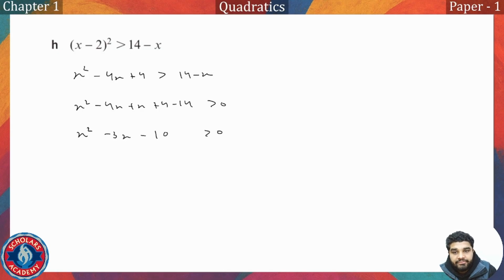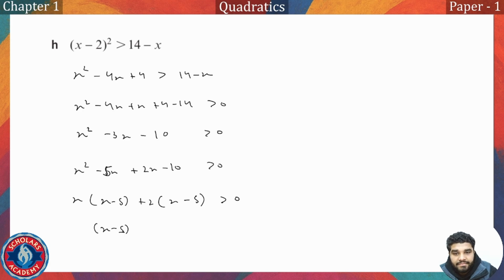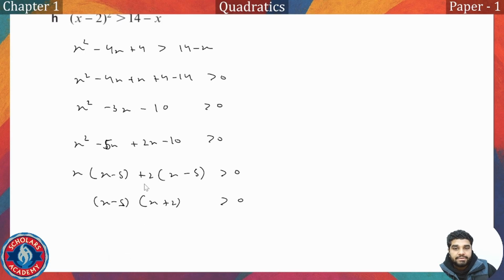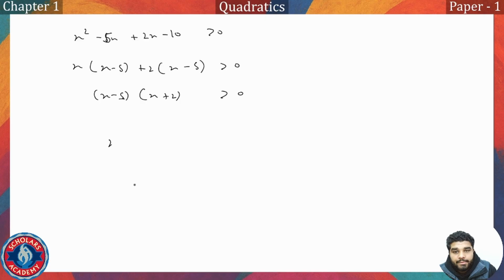So if we form factors, we get x square minus 5x plus 2x minus 10 is greater than 0. Let's take x common, x minus 5, and let's take 2 common, x minus 5 is greater than 0. So x minus 5 and x plus 2 are the two factors of this quadratic equation. So zeros are when x is equal to 5 and x is equal to -2. So these are the two zeros of this quadratic equation.